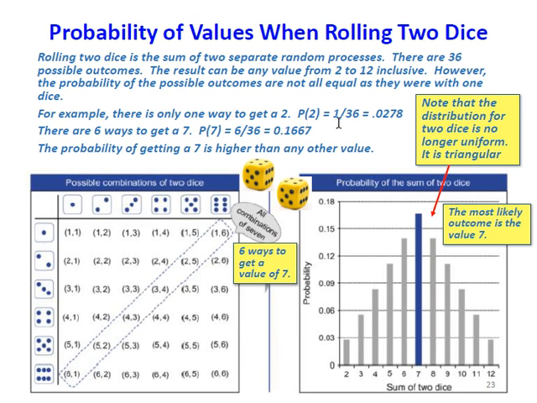Getting a 2, there's only 1 way. So 1 out of 36, your probability of getting a sum of 2 is 0.0278, times 100 is going to give you 2.78%. This one is 16.67% for getting a 7. So therefore the probability of getting a 7 is higher than any other value.